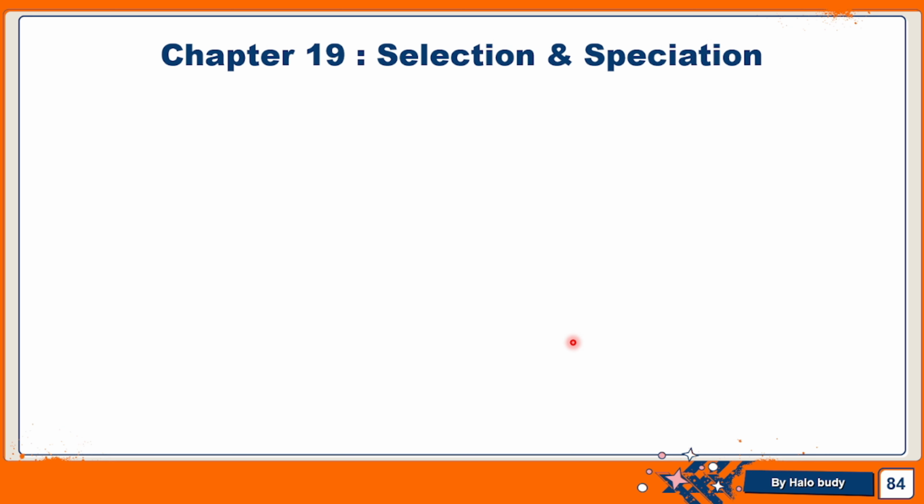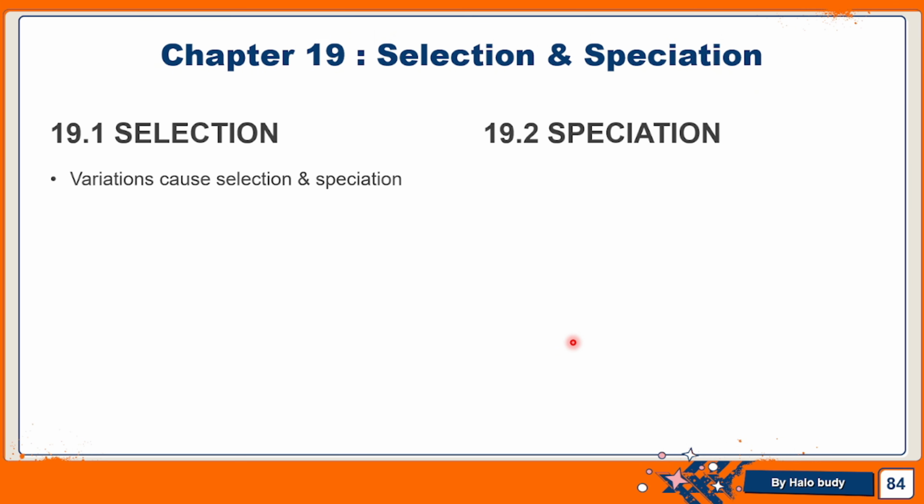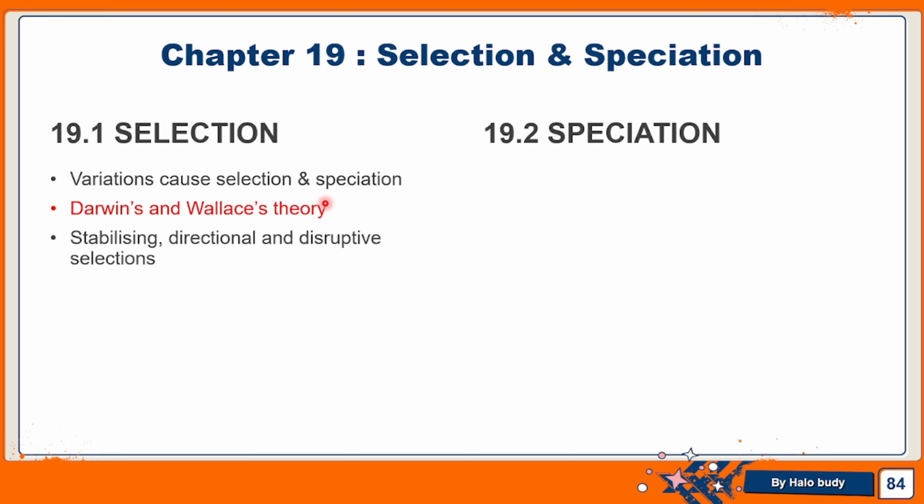Okay, next is the last chapter, selection and speciation. There are only two main big topics, selection and speciation. For selection, first you need to learn about variation. This is something you already learned in SPM. The variation will cause selection and speciation. Next, you need to learn about selection based on Darwin's and Wallace's theory. These are the two scientists who contributed the theory about selection. That is history you need to know.